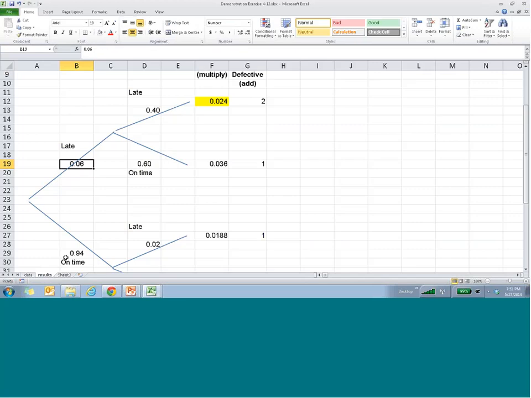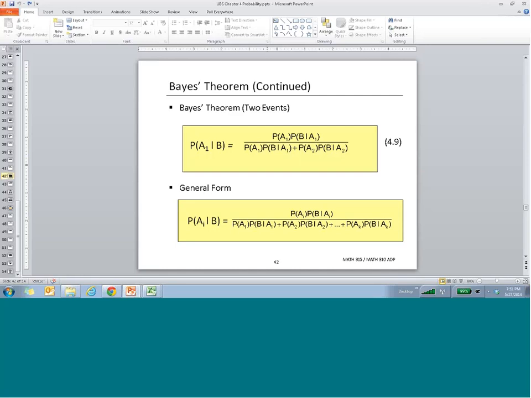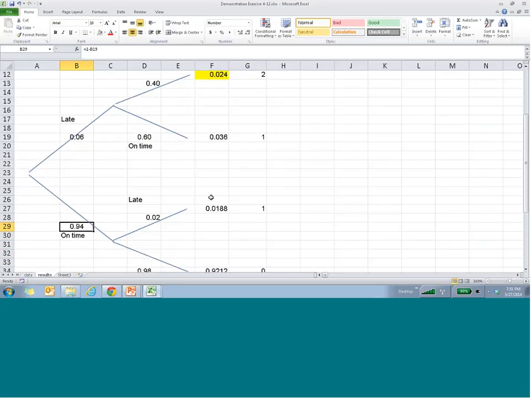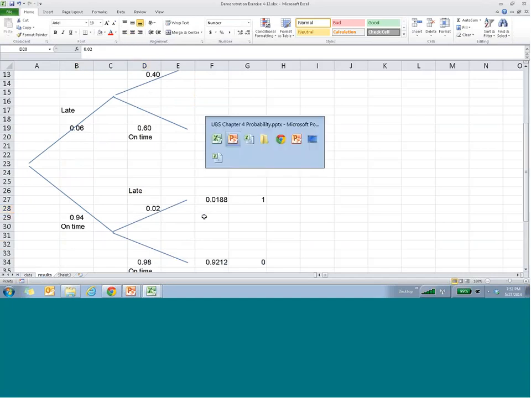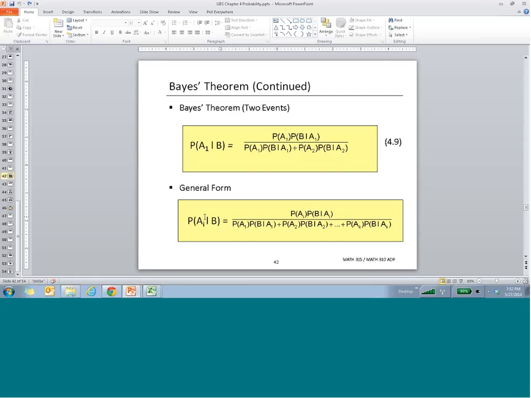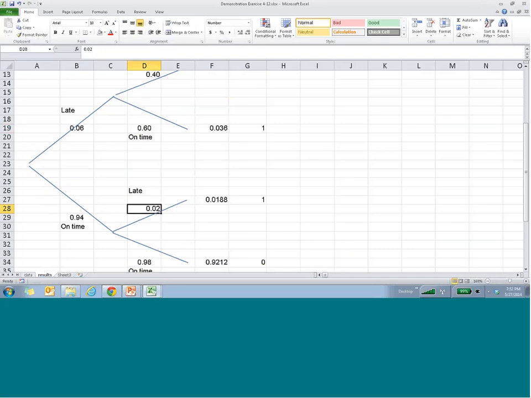The probability that A did not occur is 0.94. Times the probability that B occurs given that A2 did not occur. So go back to here. Here's the probability that A did not occur. Here's the probability that B does occur. Follow that? The probability that B occurs given that A did not occur. Here's the probability that B occurs given that A did not occur.